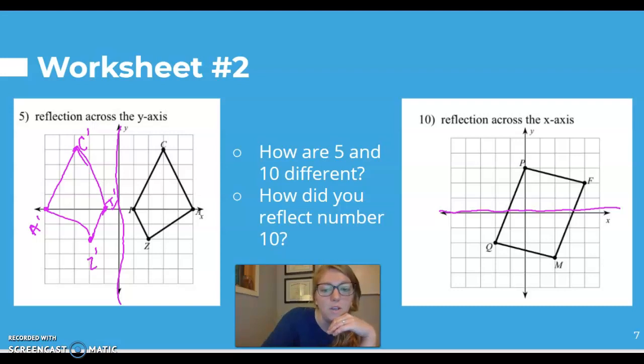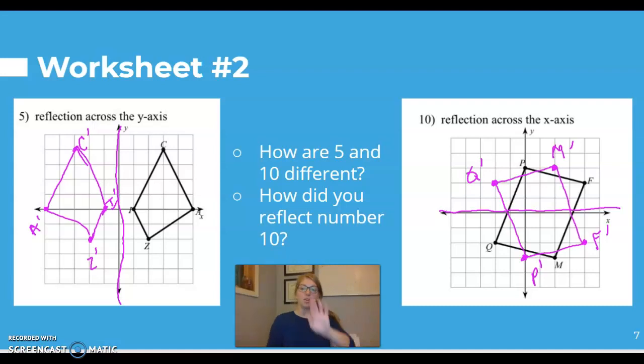So let's start with Q. Q is originally 2 units away from the x-axis, so Q is going to be 2 units away, just on the opposite side, Q prime. P is 3 units away, so P prime is also going to be 3 units away on the opposite side. M is 3 units away, so M prime is going to be 3 units away. And then F is 2 units away, so F prime is going to be 2 units away. And then all I do is I connect my vertices, and I can see that my figure is a perfect reflection of itself. Whoops, I meant to go that way, over the x-axis, okay?